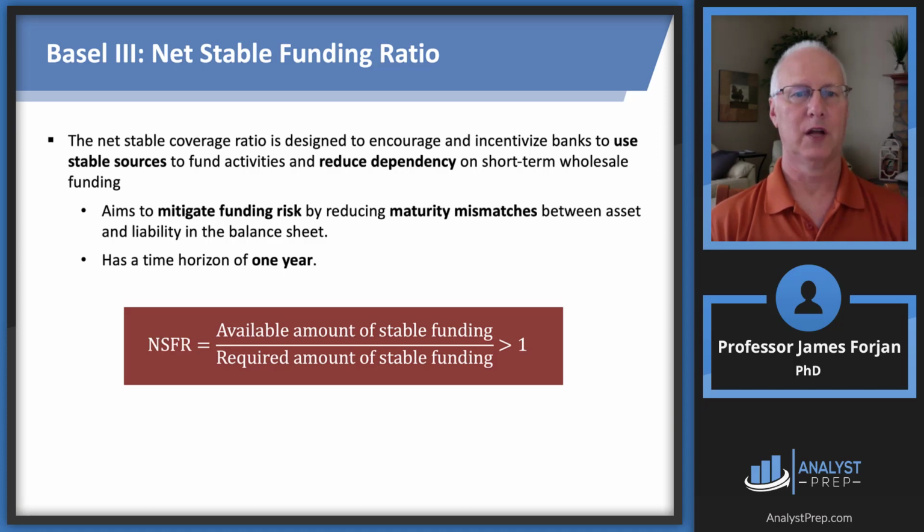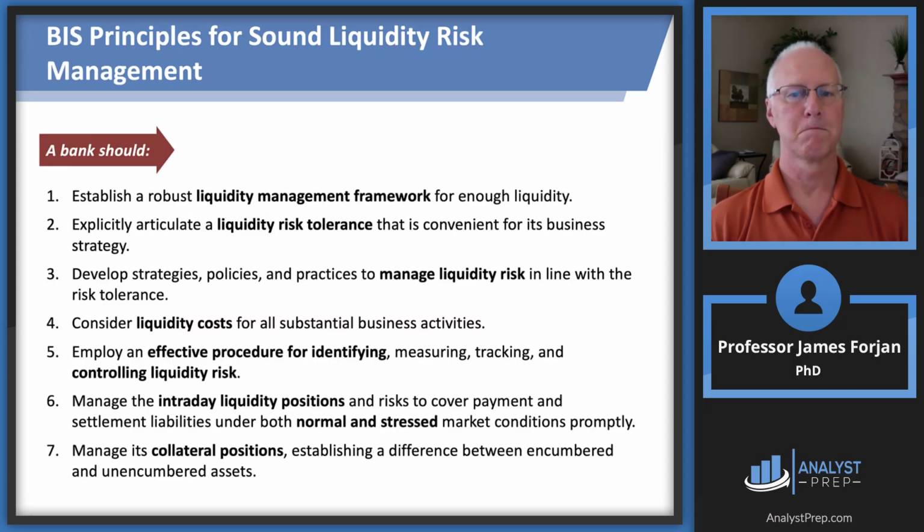Now, how about this concept of a net stable funding ratio? All right, look at that numerator, the available amount of stable funding. So stable sources, which means that we want to reduce the dependency on short-term wholesale funding, right? We want to mitigate funding risk. And notice what we're trying to do here. We're trying to eliminate, is that the right word I want? Eliminate the mismatch between the time horizons on the left-hand and the right-hand side of the balance sheet. So this net stable funding ratio, we want to exceed 1.